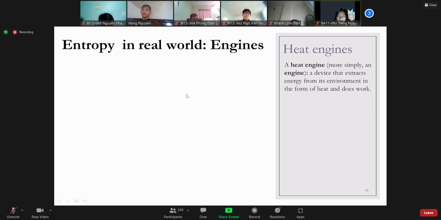So we consider here a very famous application of entropy in our real world, the heat engine, or more simply the engine.